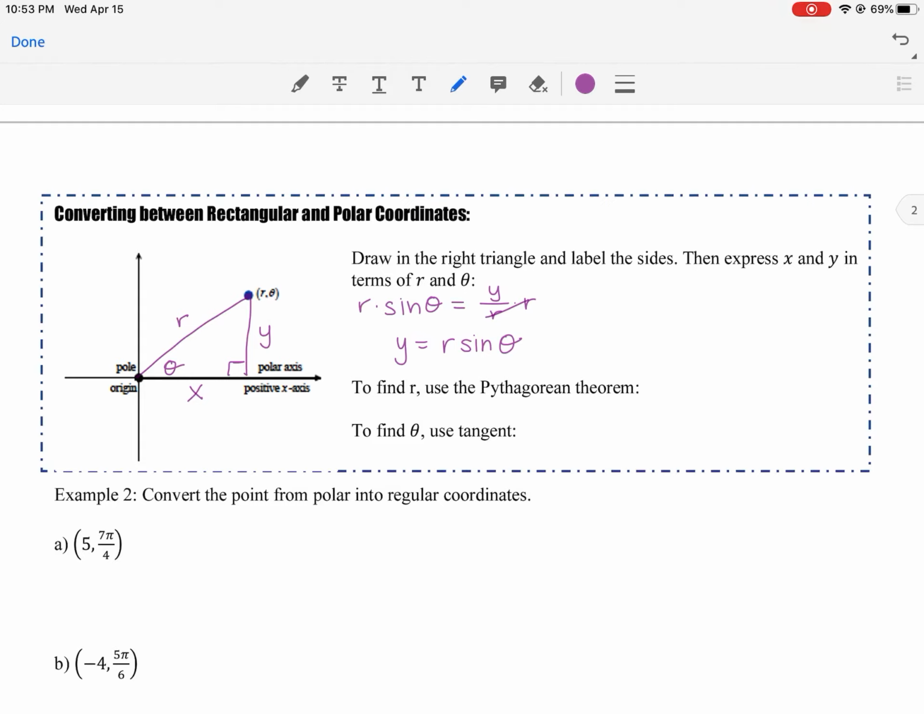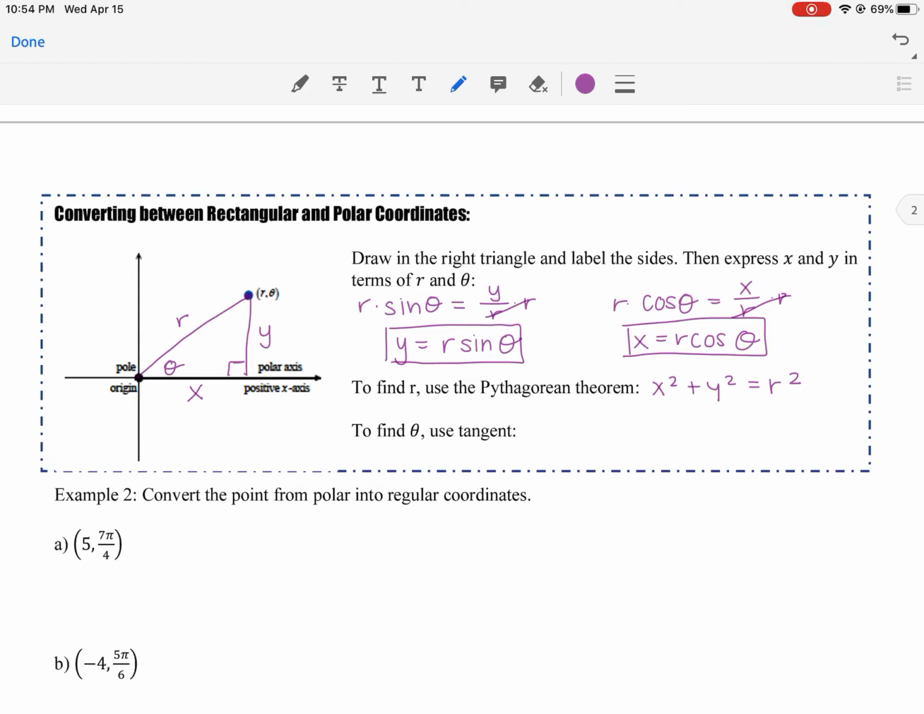Similarly, I could do the same thing with x, but this time I would use cosine, right? Cosine equals x over r, multiply both sides by r, and x equals r cosine of theta. These two ideas, which we already knew, that x was cosine theta and y was sine theta, the only thing we're adding in is the radius because we're not necessarily on a unit circle now. Okay, to find r, use the Pythagorean theorem. So our two side lengths are x squared plus y squared, and the hypotenuse is r, so it equals r squared. That equation will also be useful.